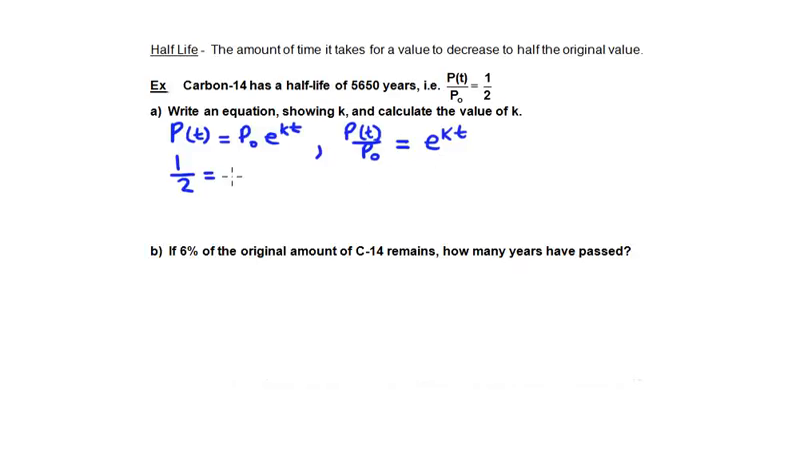And now we can set this equal to e to the kt. And we're told that the amount of time that it takes to decrease to half of the value is 5,650 years. So we can then write this value in for t.